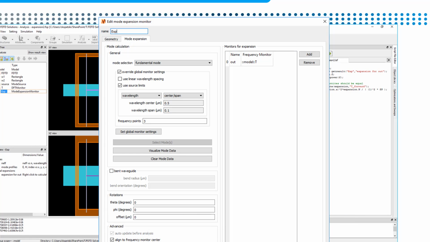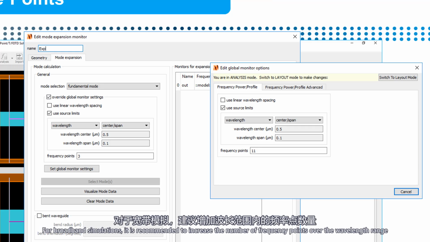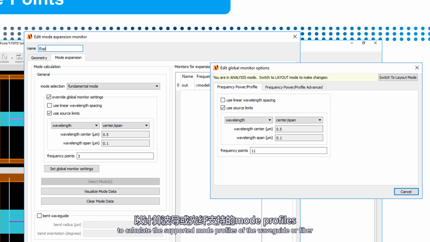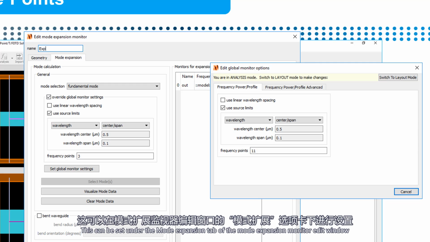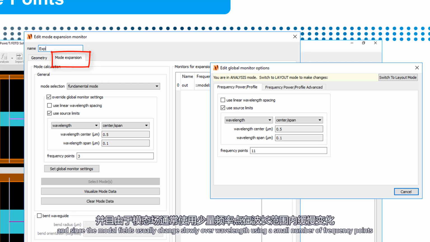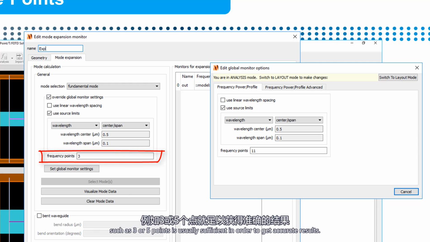For broadband simulations, it's recommended to increase the number of frequency points over the wavelength range to calculate the supported mode profiles of the waveguide or fiber, since the supported mode profile can change as a function of wavelength. This can be set under the Mode Expansion tab of the Mode Expansion Monitor edit window, and since the modal fields usually change slowly over wavelength, using a small number of frequency points such as 3 or 5 points is usually sufficient in order to get accurate results.